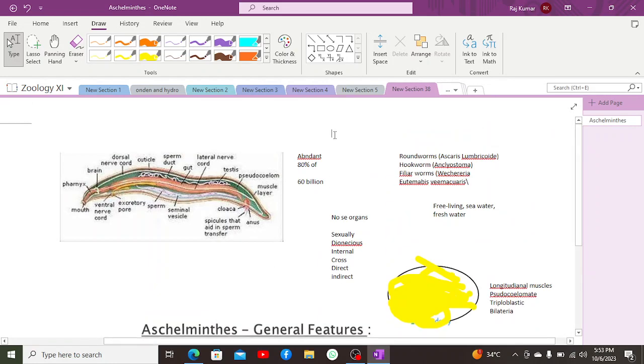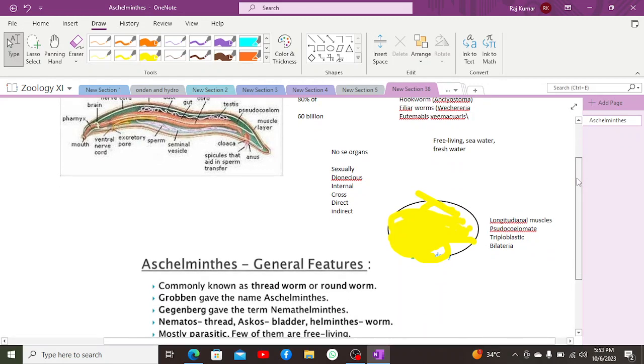When it comes to economic importance, they are important from an agricultural perspective because they are utilized for killing agricultural pests that damage the crop. So in that case, they are also beneficial.